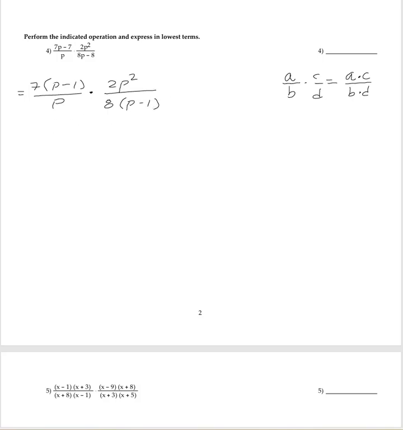So we can now simplify, of course, p minus 1 with p minus 1. We can simplify then the 8 and 2, so this will be 1, and this will be 4, right? And then also p squared is p times p, so we can simplify one of the p's with the p that we have here below. That means that our result would be, in this case, 7. We have a factor p here, and then we have a factor 4 below.